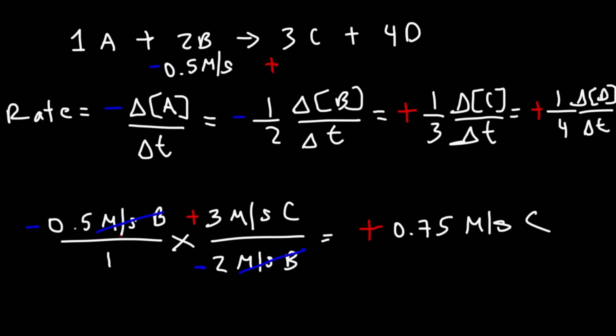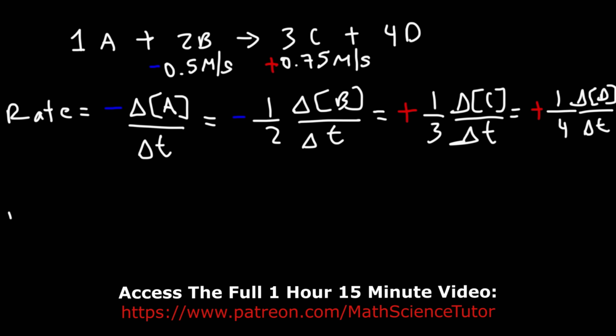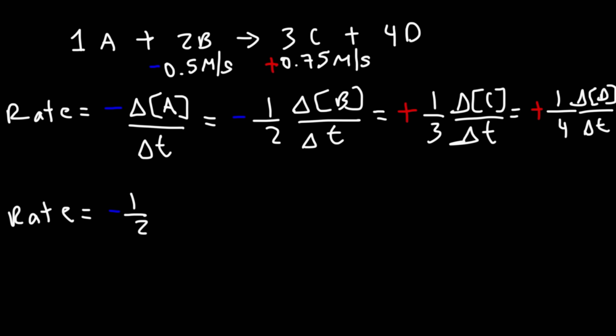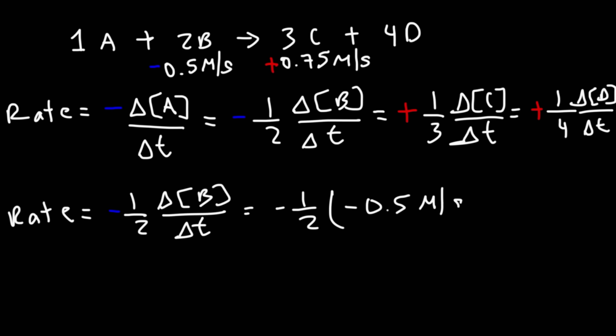Now let's put this number here. So we have positive 0.75 molarity per second for C. And we're going to use both numbers to calculate the rate of the chemical reaction. So the rate of the chemical reaction with respect to B is this. It's negative 1/2 times the change in concentration of B divided by the change in time. So this part right here, delta B over delta t, that is the average rate of disappearance for B, which is this value. So we're going to replace that with negative 0.5 molarity per second.